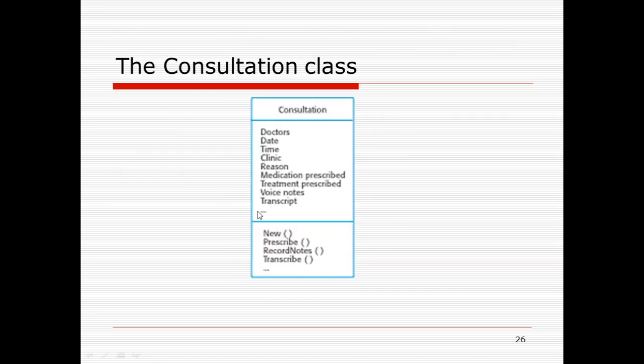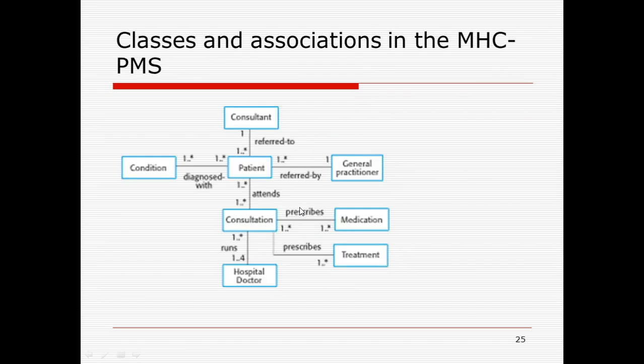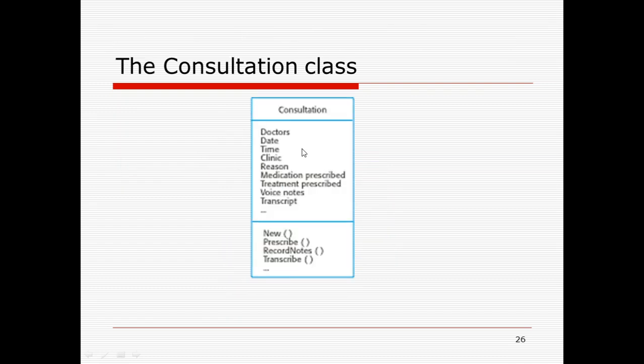Here is an example of a class, the consultation class. You can see the detail of what is inside the consultation class is shown here. These are the data elements: the doctors, date, time, clinic, etc. The data, the variables, are shown on the first part, and these are the methods which are used for interactions with different classes. So the object of the class interacts through the methods. The second part indicates the methods: new, prescribe, record notes, transcribe, etc.